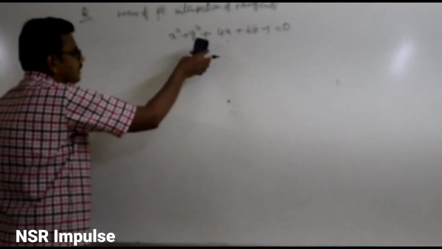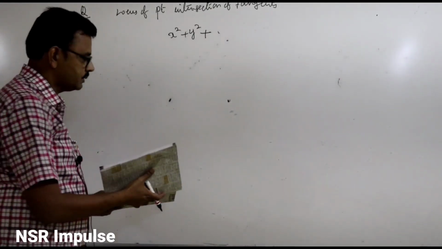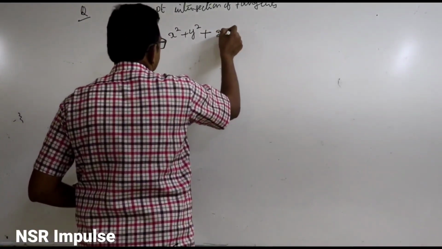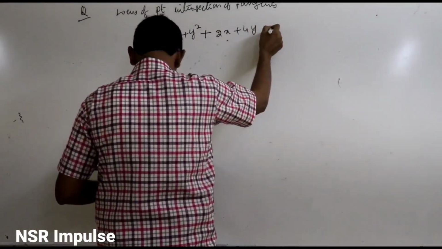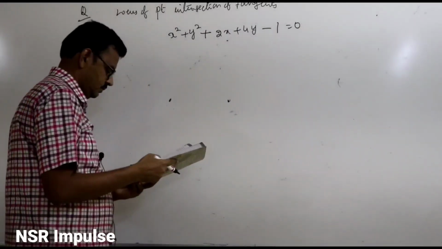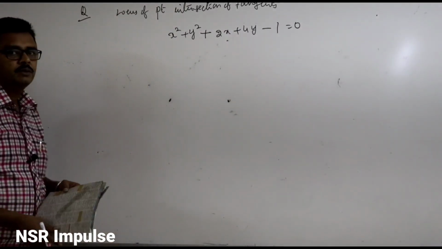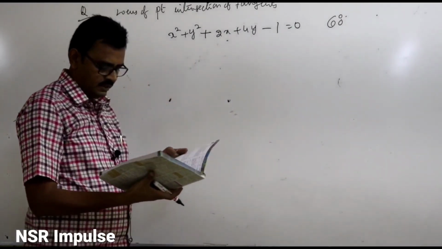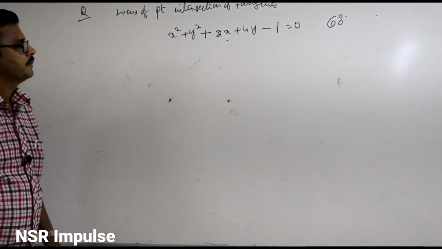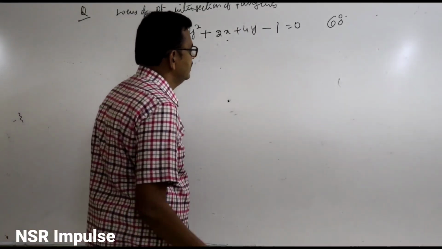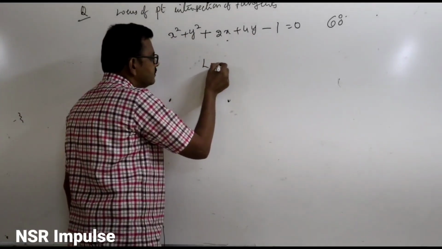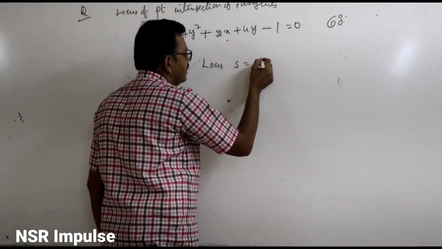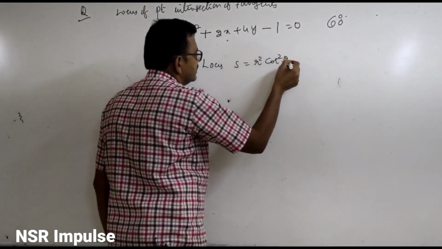That is, the equation is x square plus y square plus 2x plus 4y minus 1 equal to 0, which include an angle 60 degrees. But the locus is what? S11 equal to r square cot square theta by 2.